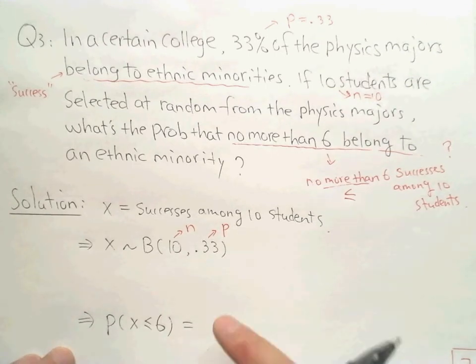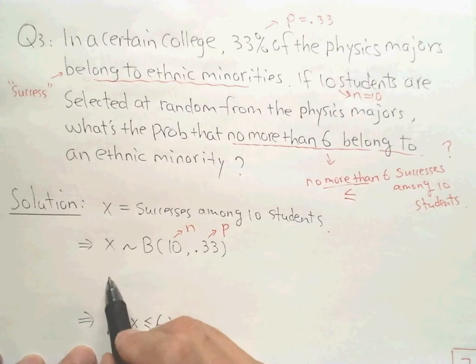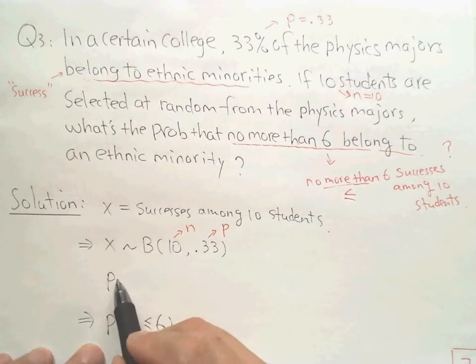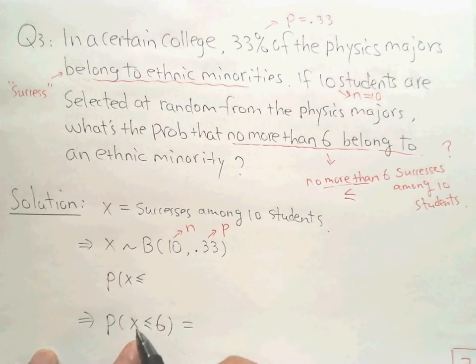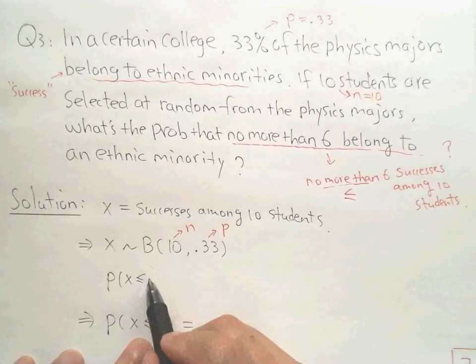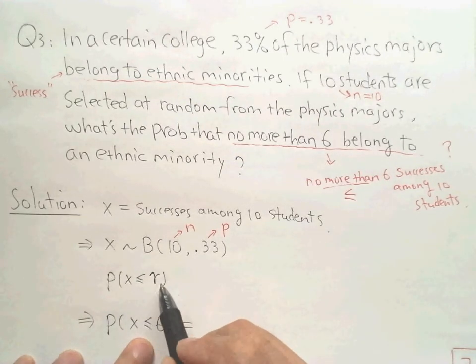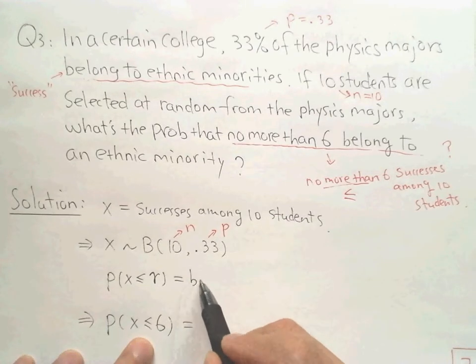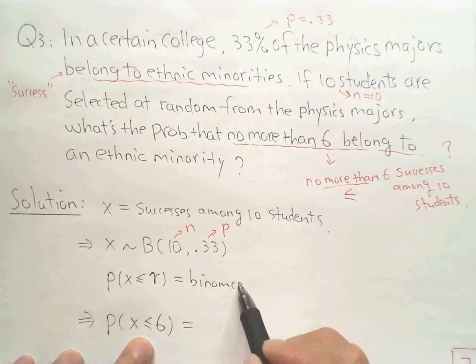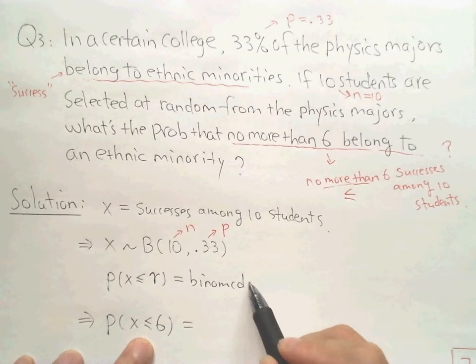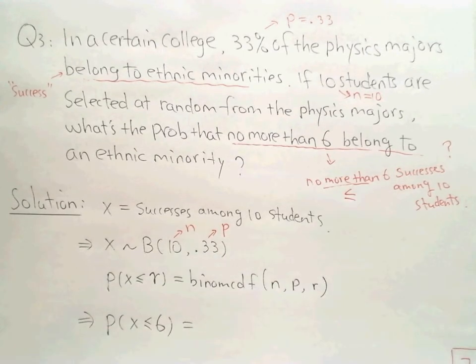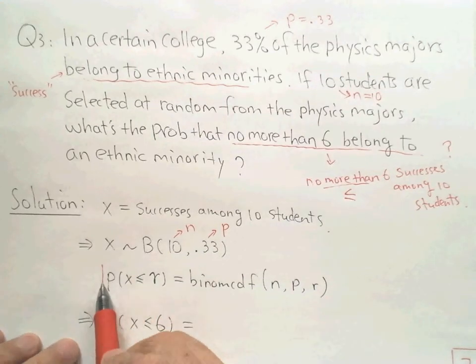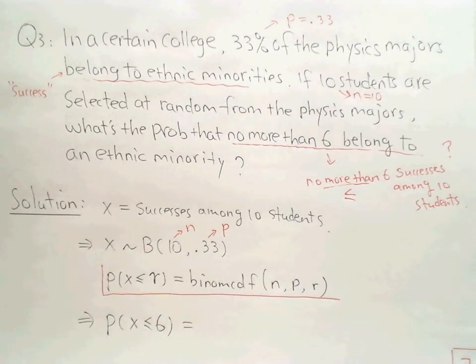Do you remember we have this formula, right? So how to get it? Binomcdf. If you forget it, I show the formula here. The X, this means at the most, or no more than. At the most, this is R. The formula is binomial cumulative, CDF, with n, p, r. Okay, do you remember this formula?